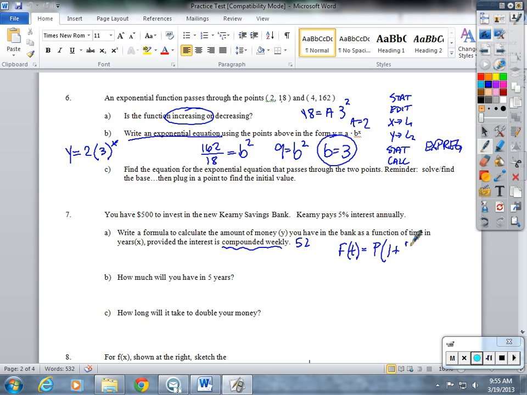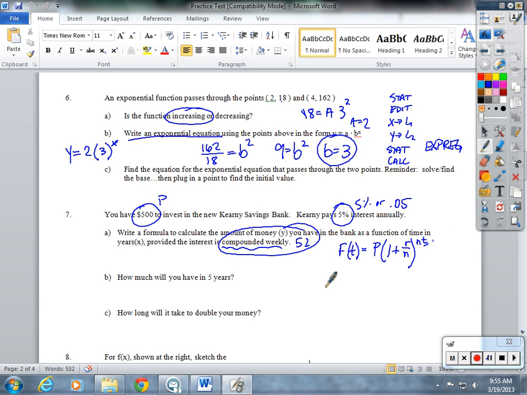Principal times (1 plus r over n) to the nt. Okay, fill in what you know. P is principal, which is the original amount. n is how it's compounded, weekly. r is interest, 5% or 0.05. And t is time. That's our variable right now.